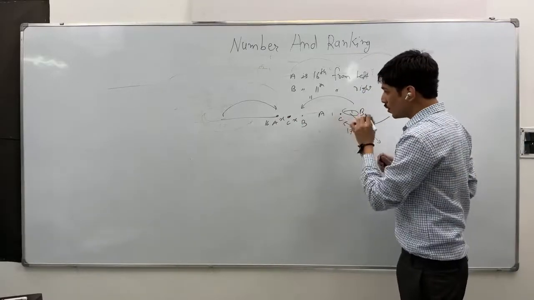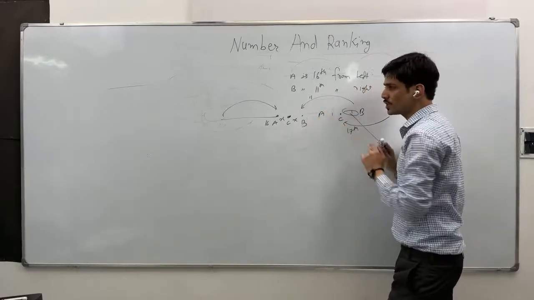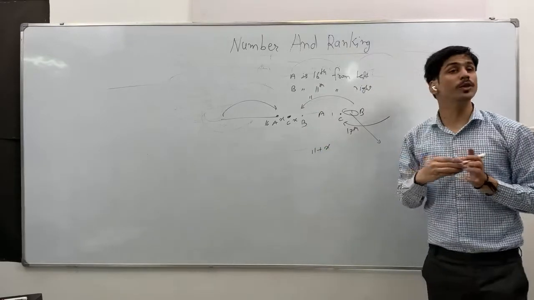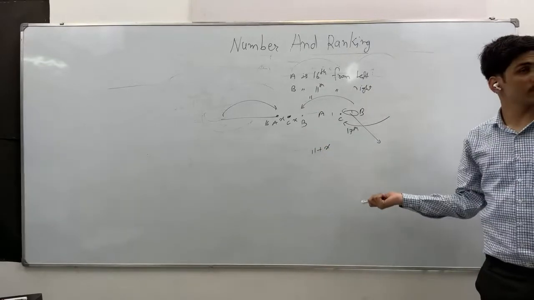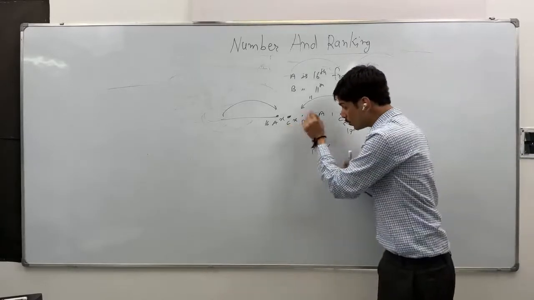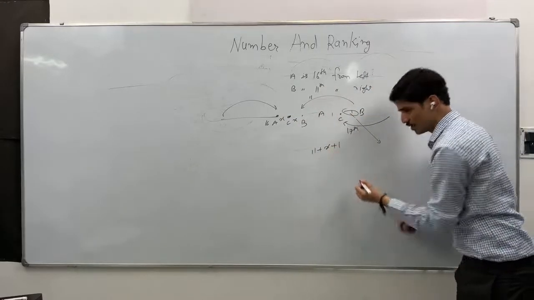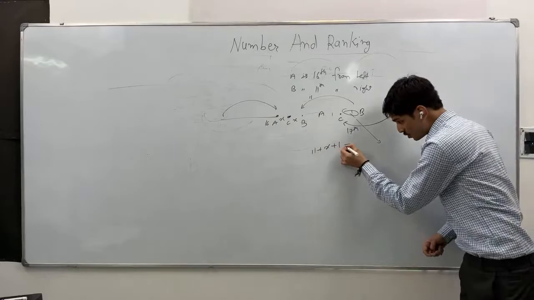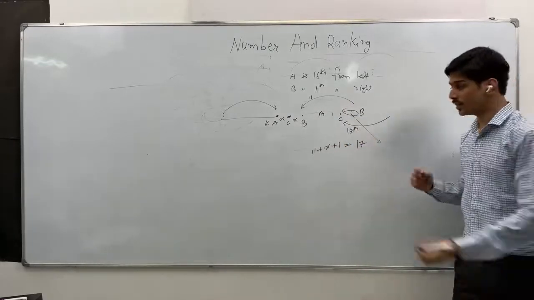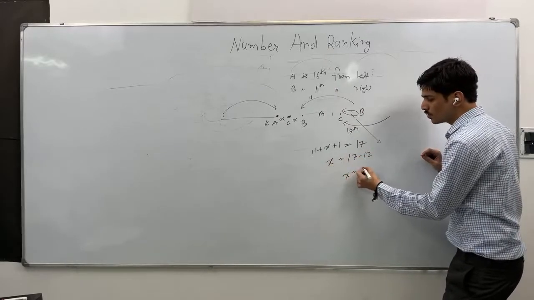So if I ask you, what is the rank of C from here? So to reach 11, how many students did I get? 11 plus X. So before C, how many students are there? 11 plus X. Clear? Now from the right hand side, what is the rank of C? 11 plus x plus 1. Clear? And that has to be equal to 17, because in the question we are given the rank is 17. So what is x? 17 minus 12. So x equal to 5.